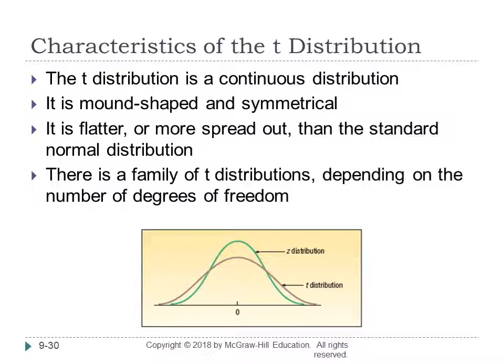The green one is the z distribution, which is the standard normal, and the lower one, the one in brown, is the t distribution. And again, there is a family of distributions depending on the number of degrees of freedom. We will see what we mean by the degrees of freedom, but that will determine the specific t distribution. There are many with different degrees of freedom, as we will define in the next slide.